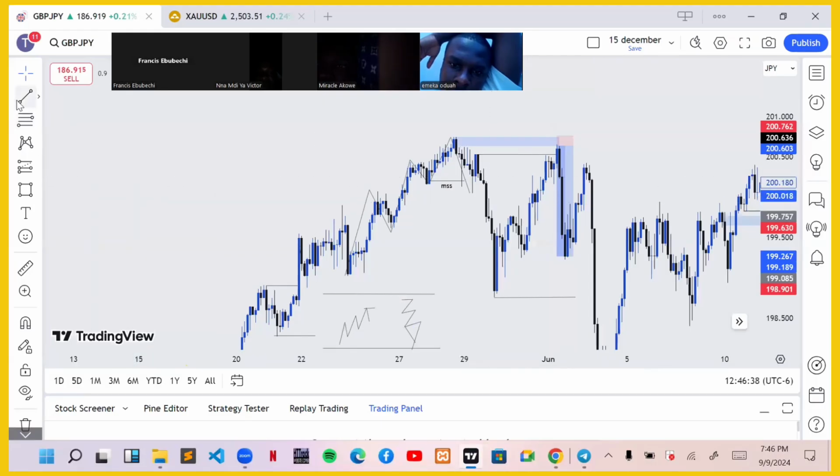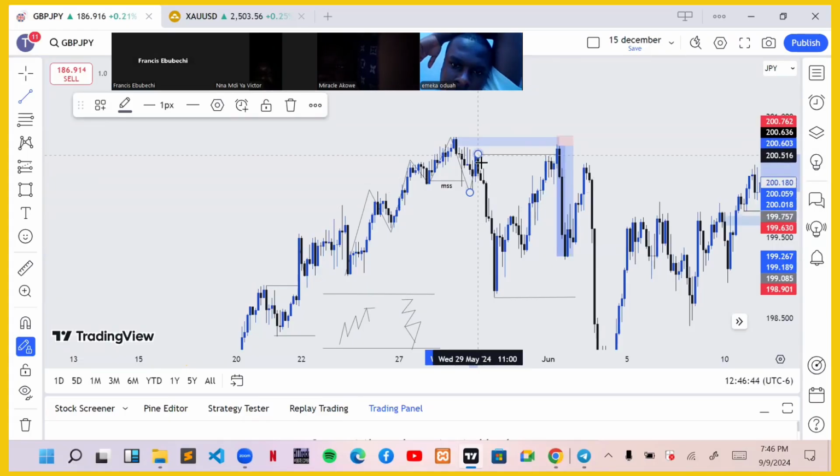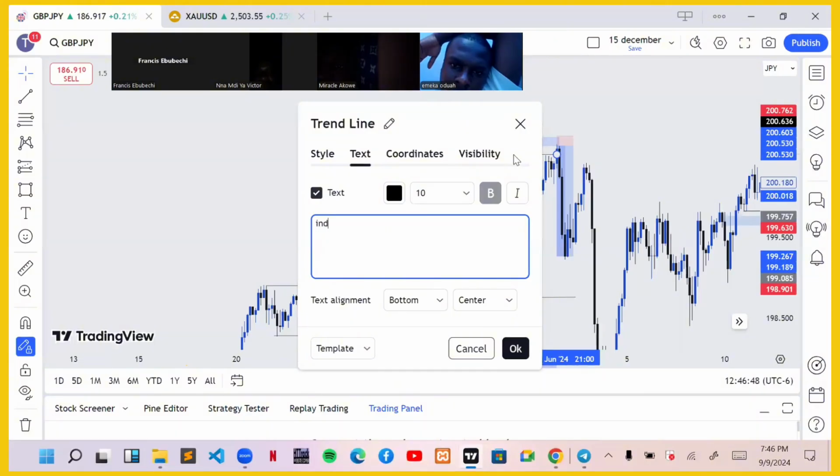After that, the market made this first pullback. And what did I say? My first pullback is my liquidity, my inducement. This is the first pullback that the market made. So that is what my inducement is. I'll mark it with IND.